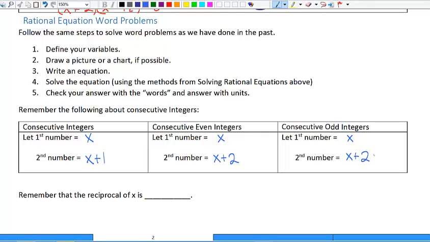And then one other thing that you need to use for this is the reciprocal. The word reciprocal means 1 over. So the reciprocal of x is just 1 over x.